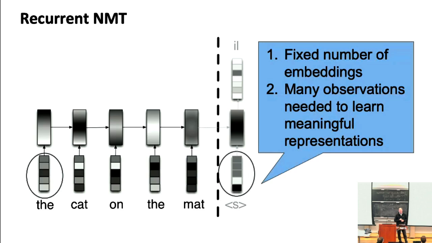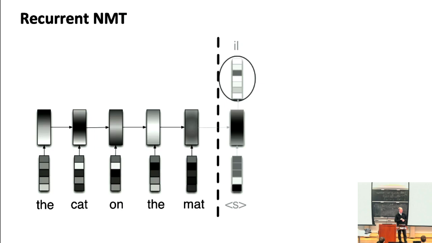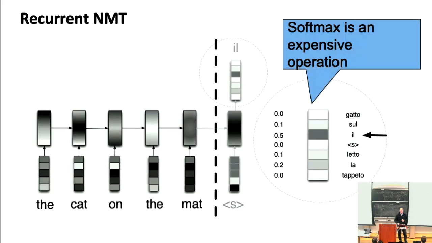And again, on the output, you have the softmax operator from which you sample word translations in the target language. And softmax can be an expensive operation. So even thinking of allowing many, many word types on the outputs can be a problem in terms of efficiency because of the complexity of the softmax operation.